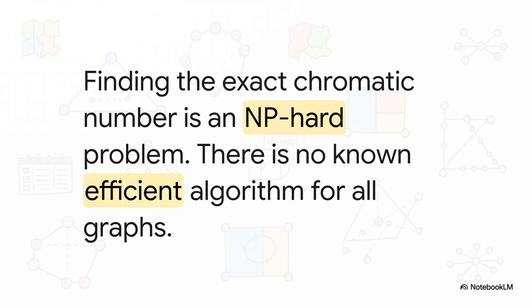What that means is there's no known algorithm that can solve it efficiently for every graph you throw at it. As the graph gets bigger, the time it takes to find the perfect answer explodes. We're talking about the kind of problem that could take the fastest computer on Earth longer than the age of the universe to solve for a big enough graph.